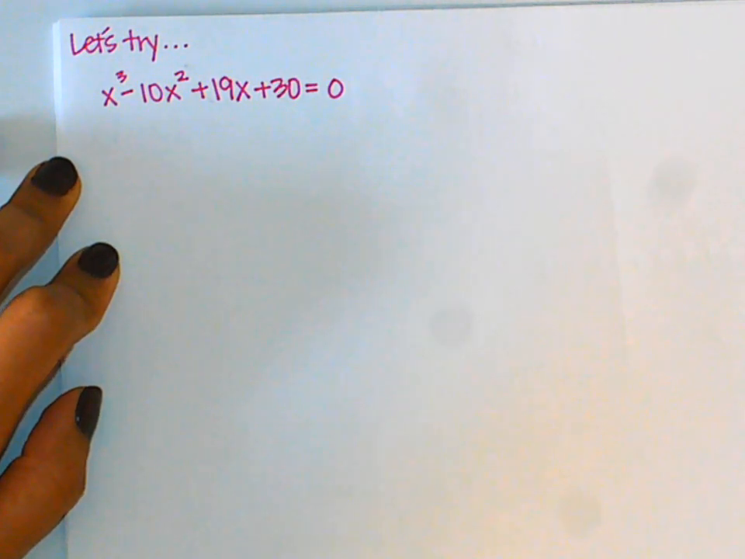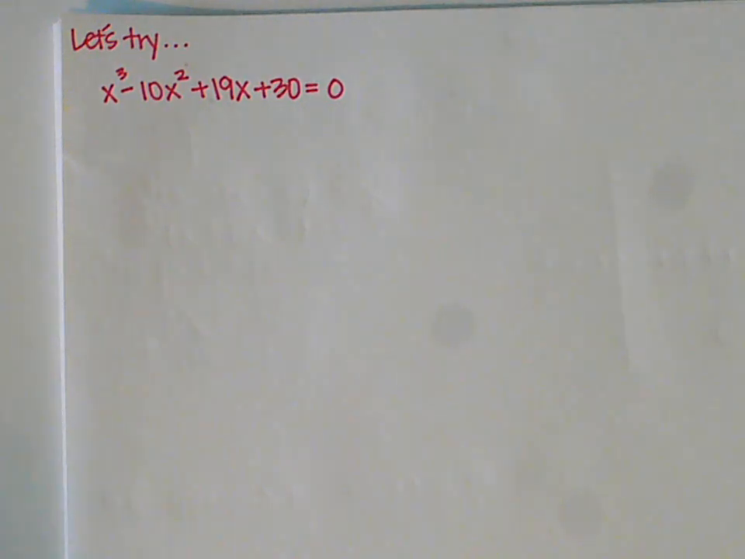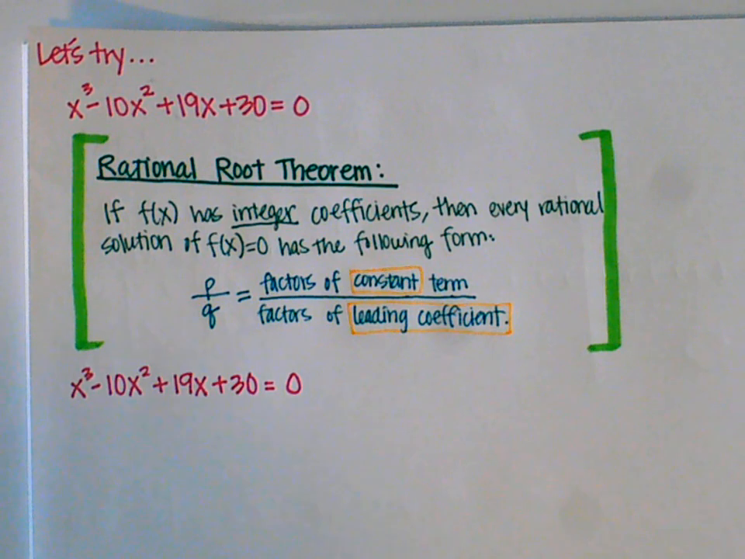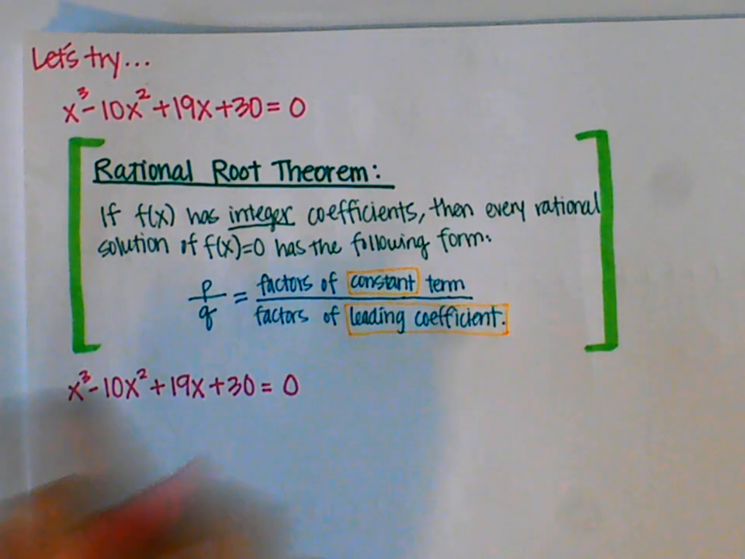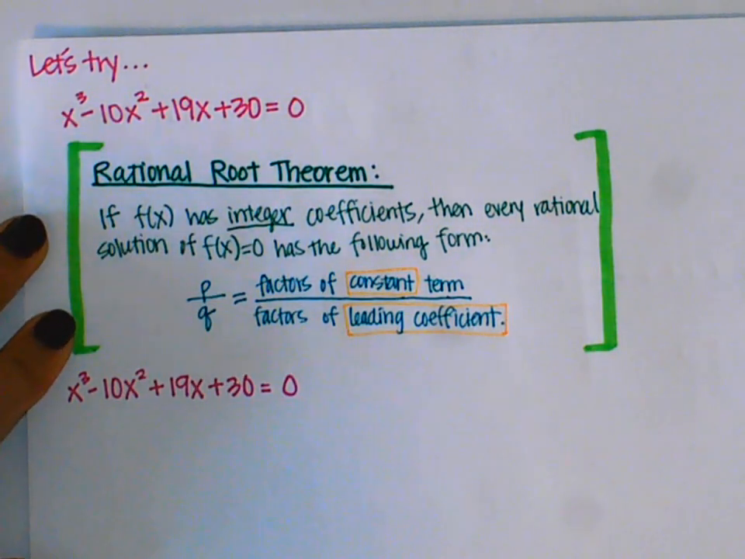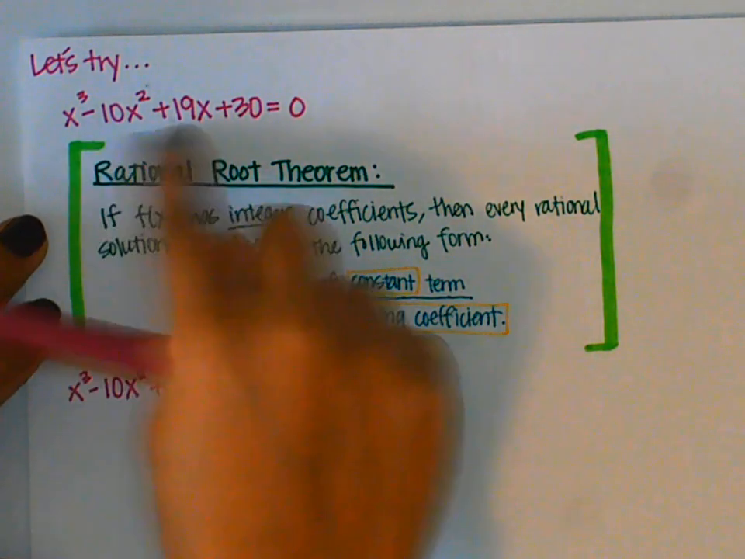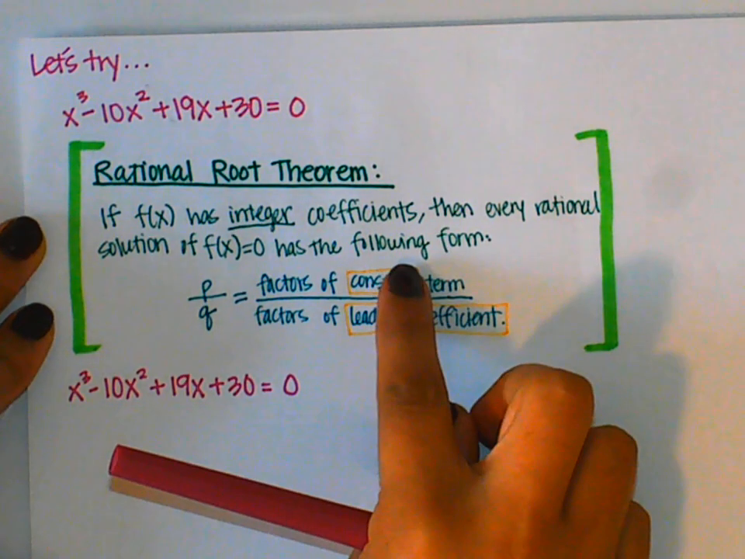So if it's not factorable, how am I supposed to solve this? This is where the rational root theorem comes into play. So the rational root theorem says that if f of x, so any polynomial, has integer coefficients, that means that the numbers in front of the variables are all whole numbers, it's not fractions, then every rational solution, meaning this isn't like the square root of 2 or an imaginary number, where it's a factor, has the following form.